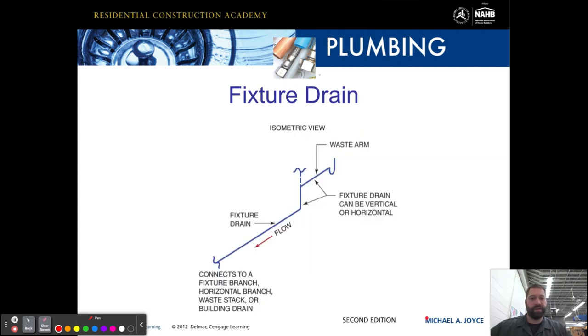So here's an isometric view of a fixture drain. We can see that it drains down this way and it's flowing down here, and this will connect to a fixture branch, horizontal branch, waste stack, or building drain. And then you can see up here we have the waste arm, and the fixture drain can be vertical or horizontal. So it can go down, or of course this would have to be pitched. And this piece here is showing that it goes up and vents.